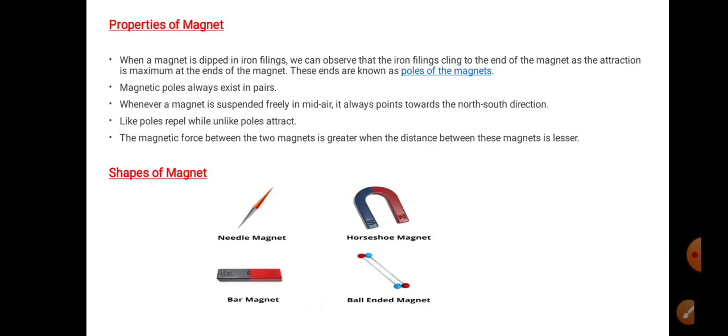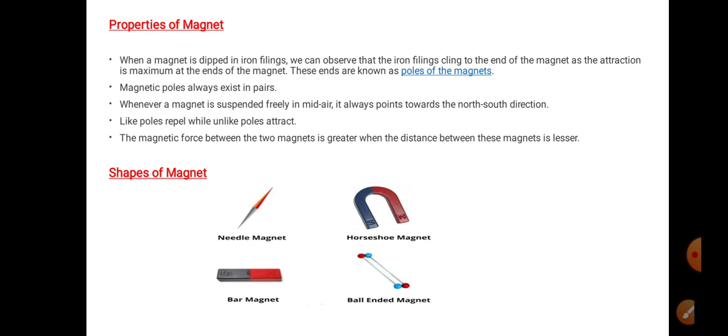Now, properties of a magnet. The first property: when the magnet is dipped in iron filings, we can observe that the iron filings cling to the ends of the magnet, as attraction is maximum at the ends, and these ends are nothing but the poles of the magnet.